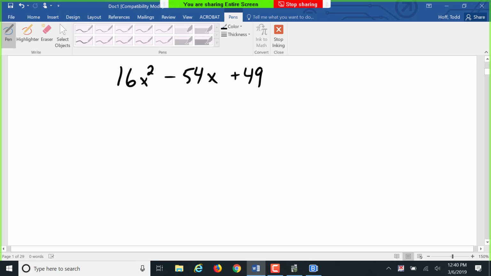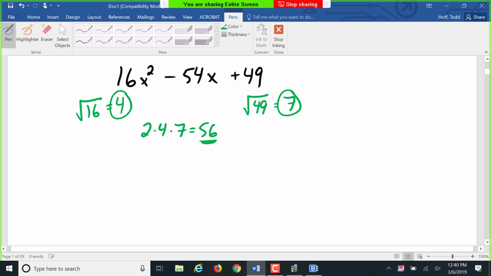Is that a perfect square trinomial? Well, let's double check it. What's the square root of our coefficient on the first term? What's the square root of 16? 4. Last term's 49. What's the square root of 49? 7. So now we're going to do 2 times 4 times 7, which gives us 56. This is not a perfect square trinomial. Doesn't give us that middle term.